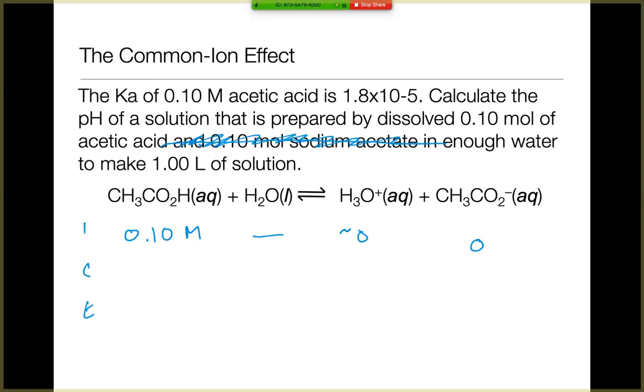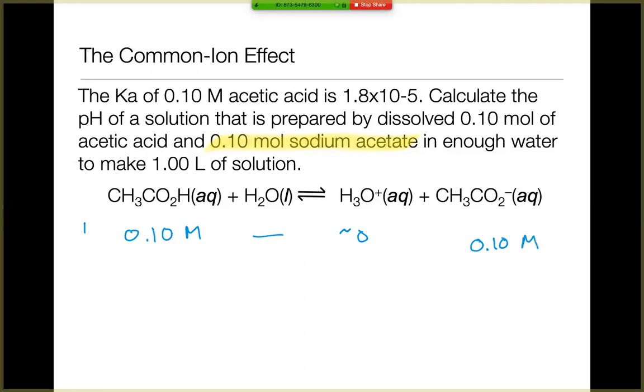We'd set up our ICE table, use our Ka, figure out what x is, the concentration of hydronium, plug it into the pH equation and get the pH. So all we're going to be doing is adding not even another step, just a little bit more information. I started with a 0.1 molar solution of acetic acid, but the information also says I've added 0.1 mole of sodium acetate, in the same 1 liter solution, so that concentration will also be 0.1 molar.